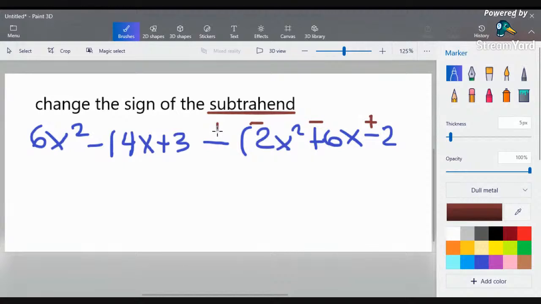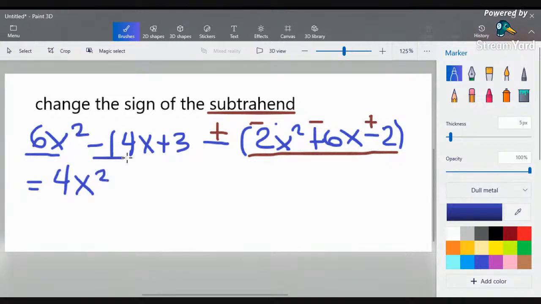And also proceed to the operation of addition. So, that's the simple process when you subtract functions. Just change the sign of the second function and add them. So, if you add them, your answer will be, duha ka may x squared, no? 6x squared minus 2x squared. That becomes 4x squared.